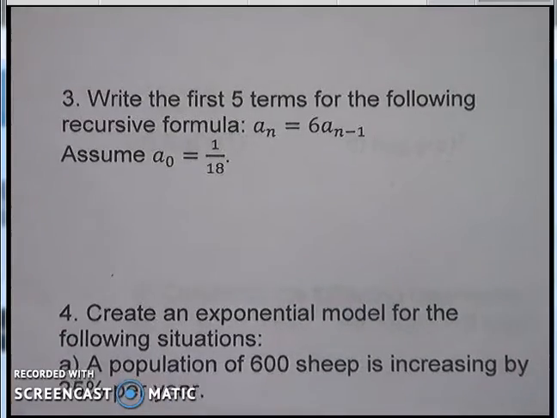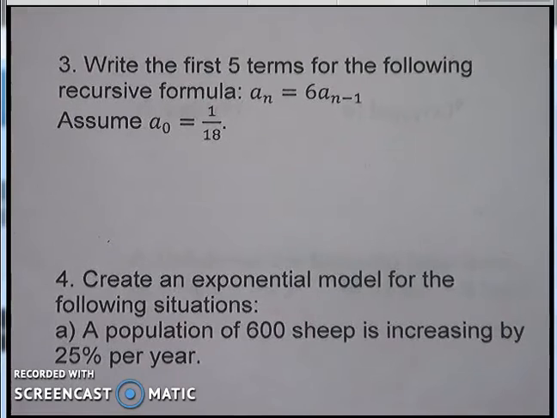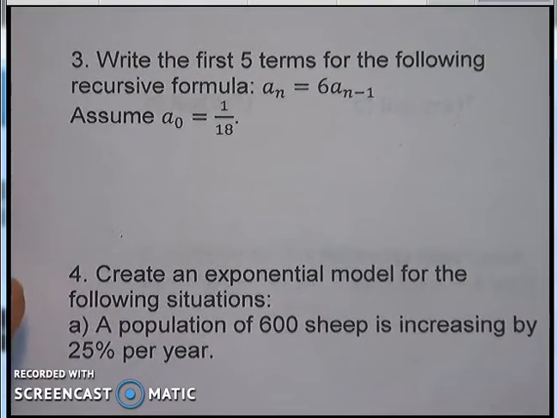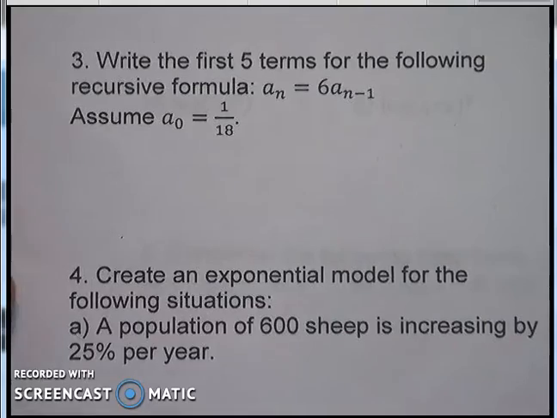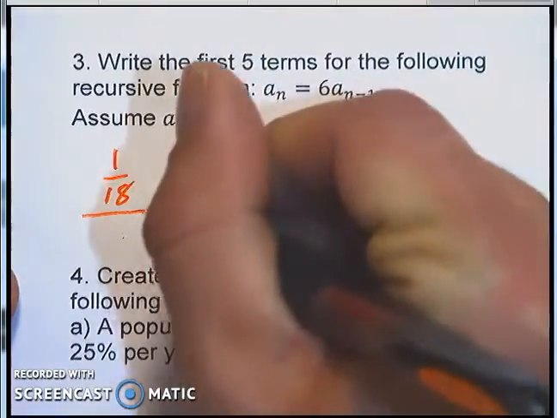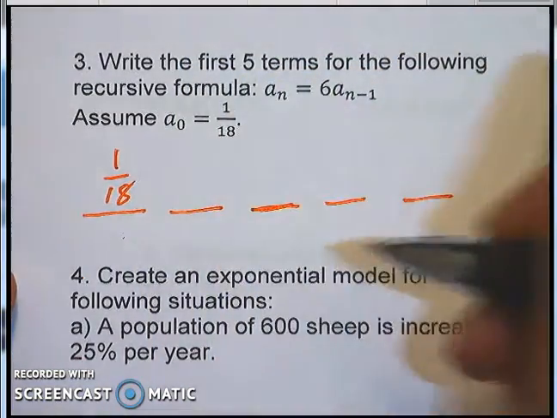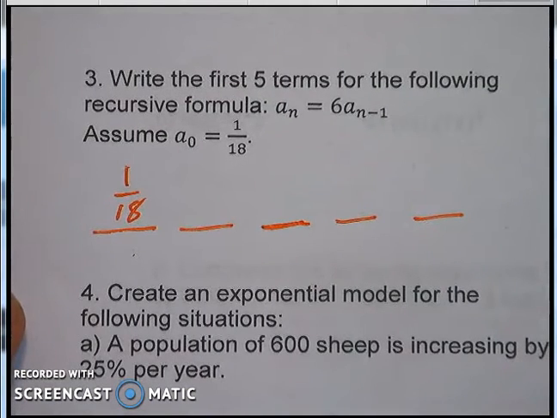So in number 3 of the test review here, we're supposed to write the first 5 terms for the following recursive formula. A sub n equals 6 times a sub n minus 1. Assume the first term, a sub 0, is 1 over 18. So we're supposed to find the first 5 terms. And the way that we're going to do that is using the recursive formula.